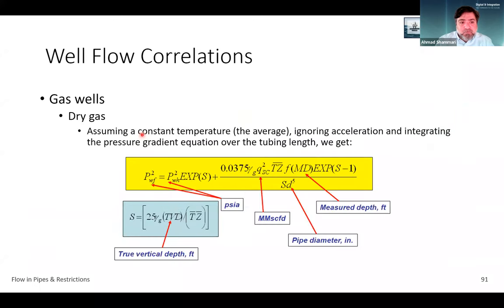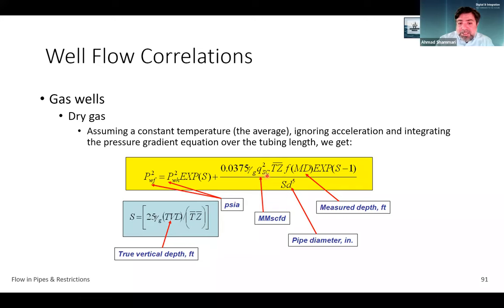So this equation here gives us the bottom hole pressure, PWF, to the power 2, right? By knowing only the wellhead pressure, exponent of a number called S can be given by this term here, okay? This depends on the gas specific gravity, the true vertical depth, and the average temperature and average Z factor in the well, plus this term here.